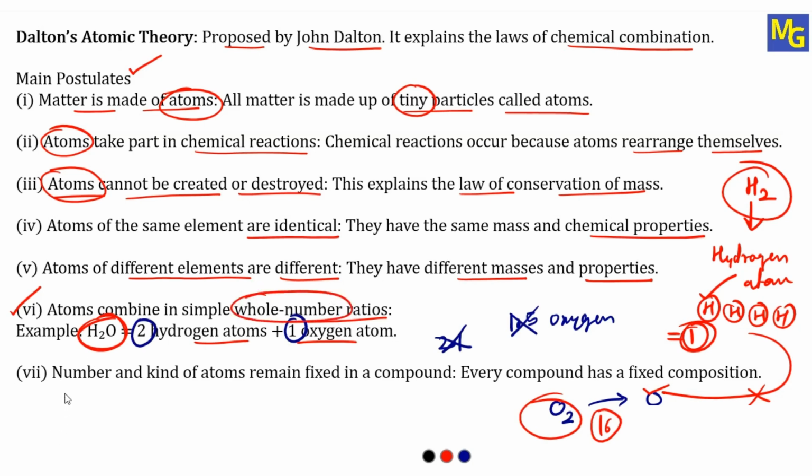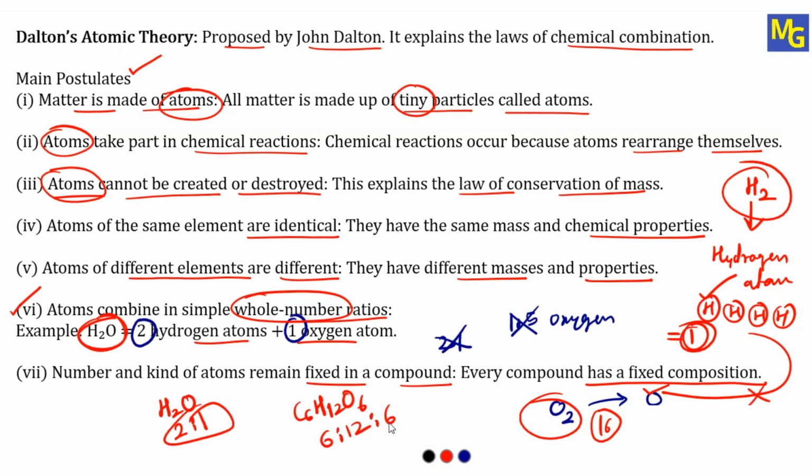And the last point, number and kind of atoms remain fixed in a compound. Every compound has fixed composition. If you say H2O, the number of hydrogens is 2, oxygen is 1. It is fixed. We cannot take 3 hydrogens in water. If you want to prepare glucose, C6H12O6, C should be 6, H should be 12, O should be 6. If you change any one of the atoms, then you cannot get glucose. So remember, number and kind of atoms remain fixed in a given compound.